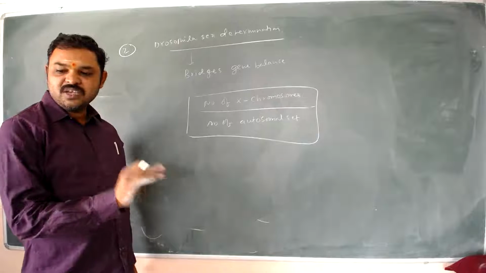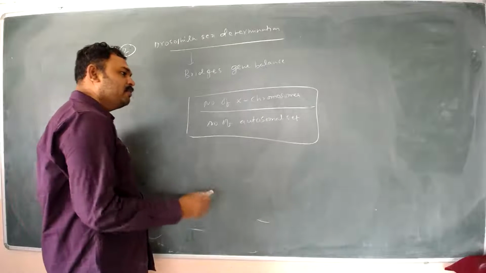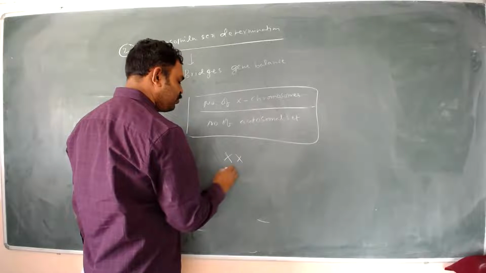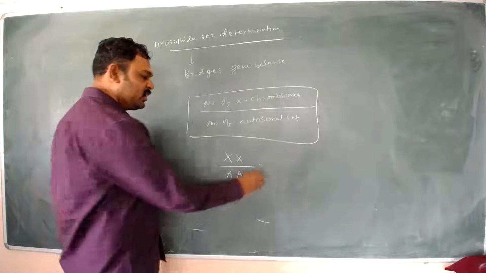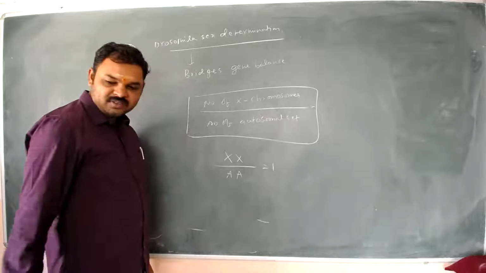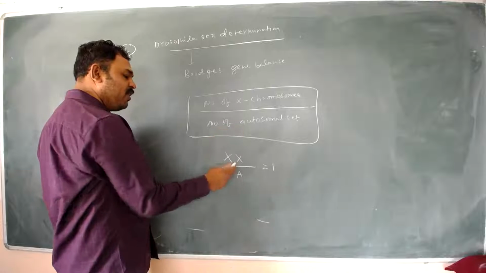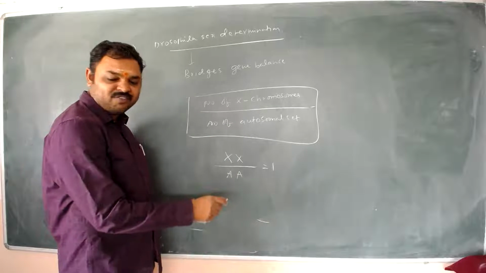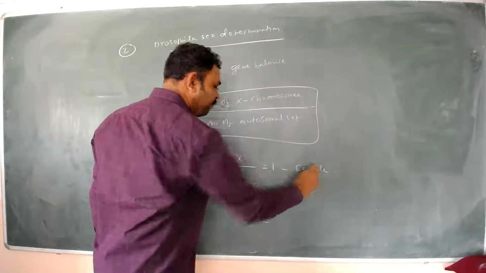Suppose this ratio is 1, that is called female. 1 means what? Suppose here 2 X chromosomes are there and 2 autosomal sets are there. Then it will become 1, the ratio between the number of X chromosomes and the number of autosomal sets. If it is 1, that individual is a female.